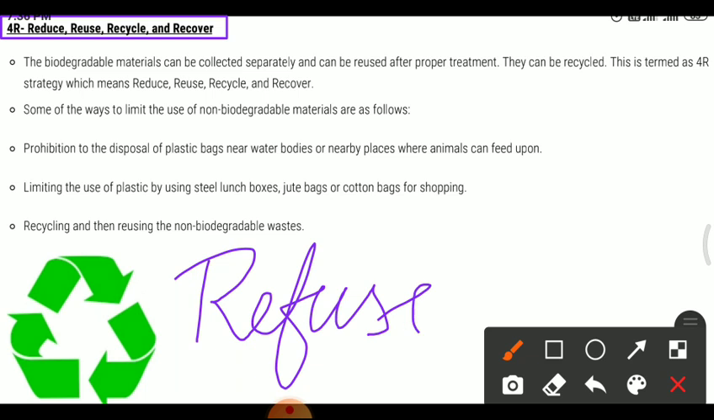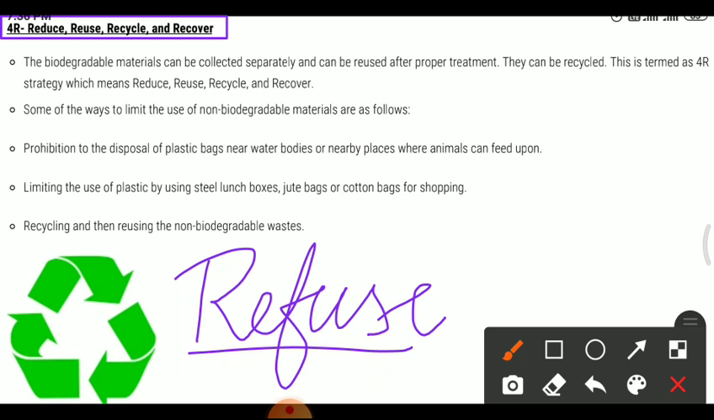Refuse to use plastics. And also we should develop habits which are environmentally friendly. We should not throw plastic bags in the water bodies or on the road. We should take a cotton carry bag or a jute bag while going for shopping. We should try to minimize the use of plastic materials. For example, use a steel lunch box instead of a plastic one.